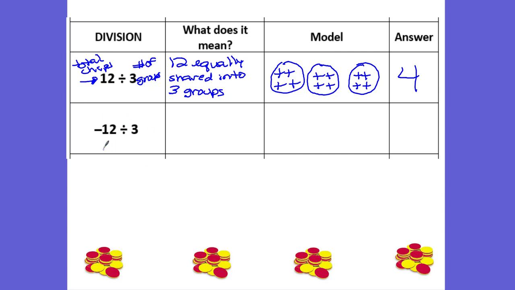Okay, let's look at our second example, negative 12 divided by 3. So this is saying that we have 12 negative chips. So 12 negatives equally shared, or split, or divided into 3 groups.